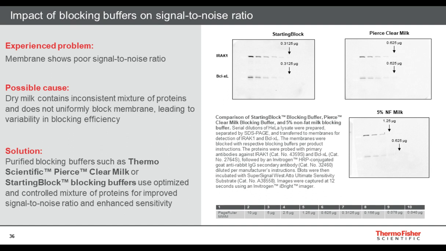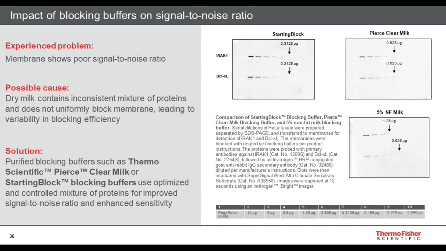Additional reagents to improve signal detection include blocking buffers. When poor signal to noise is obtained on a Western blot, a contributing factor is often the blocking buffer used. While dry milk is a common choice and works for many Western blot needs, this blocking buffer contains a variety of proteins that are not well defined or controlled and can lead to non-uniform and suboptimal blocking efficiency. Using a purified blocking buffer like the Thermo Fisher Scientific Pierce Clear Milk Blocker or StartingBlock Blocking Buffer can help improve the signal to noise and enhance the sensitivity in your Western blot.